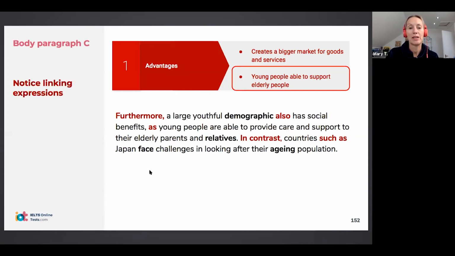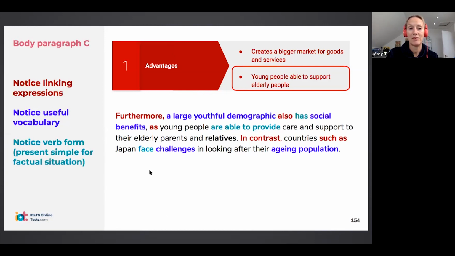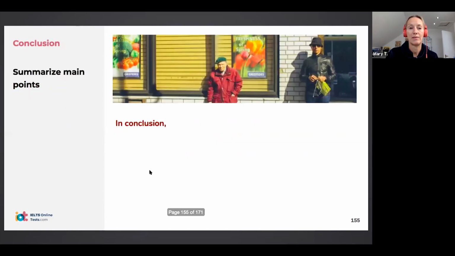Okay, and then the linking expressions, so furthermore, also, as, in contrast, such as. And the vocabulary, again, some useful collocations: a large youthful demographic, social benefits, face challenges, and aging population. Again, the verb form is present simple. So has, are able to provide, and face. Okay, and then, sorry, I'm rushing through this a little bit because of what happened before, but you will be able to watch this video later and go through it at your own pace.